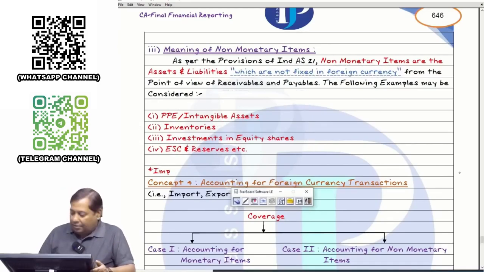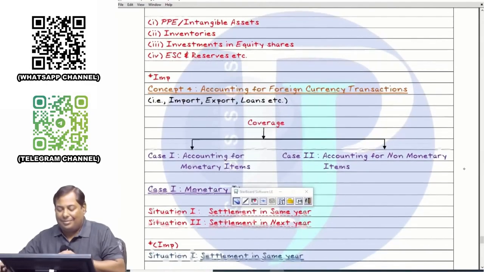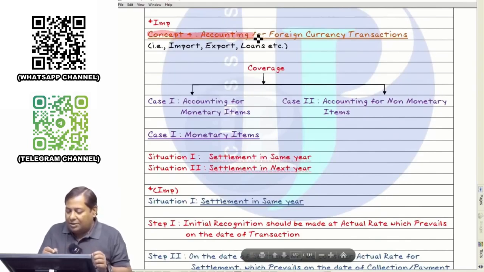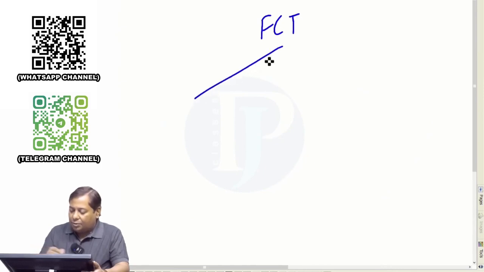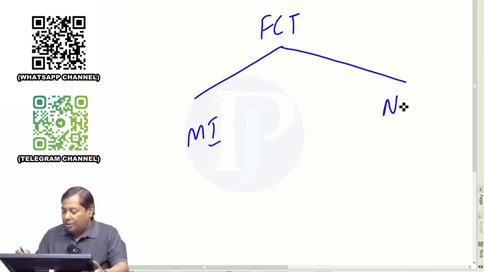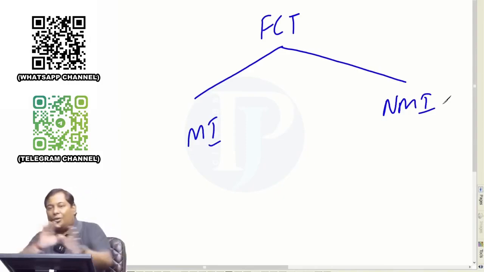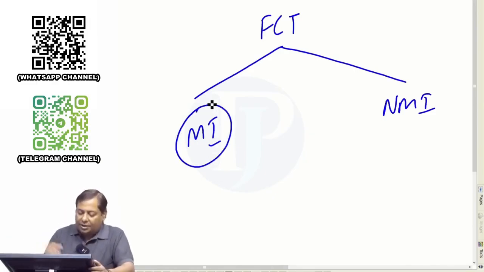Okay, then we came to concept number 4. The first concept was on coverage, second was on currency, third was on definition. Now the fourth is on accounting. From here we started the accounting part for foreign currency transactions. You might remember that we have divided foreign currency transactions in two parts. First, you figure out whether you are doing accounting of monetary items or non-monetary items. Monetary rules are different, non-monetary rules are different. We have bifurcated this. Then we started discussion on this.